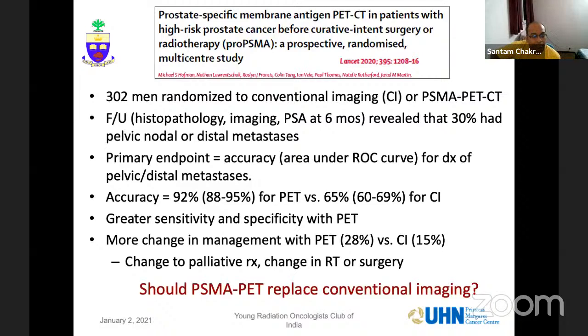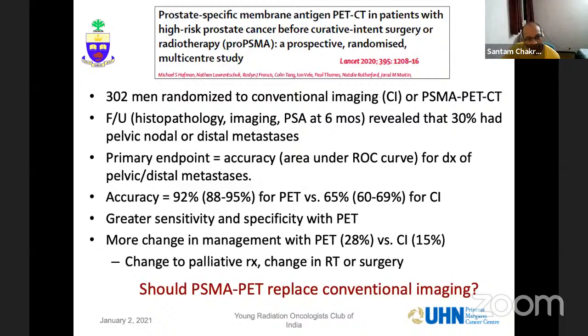Prof, I would like to know, in this study, actually, was the accuracy assessed based upon the follow-up recurrence pattern? Well, of course it was for those who had surgery. If they found a pelvic node at surgery, then you knew they were present. Other than that, some patients had biopsy, but imaging 6 months later that showed the presence of nodal or metastatic disease, or those with rising PSA. So it's not perfect in terms of how they assessed accuracy. You could argue that this gold standard isn't very gold, but it's probably the best that they could do.